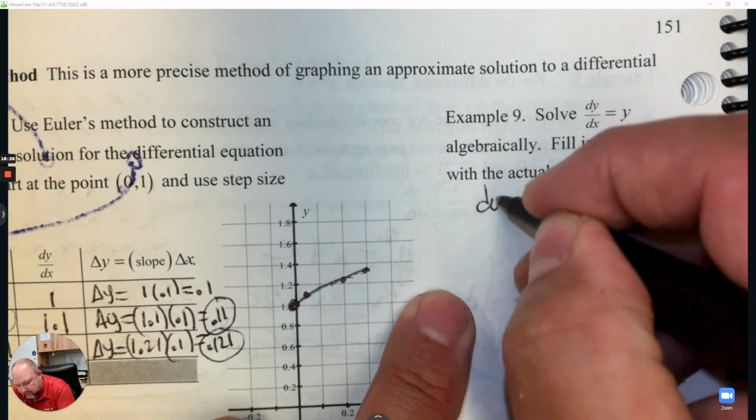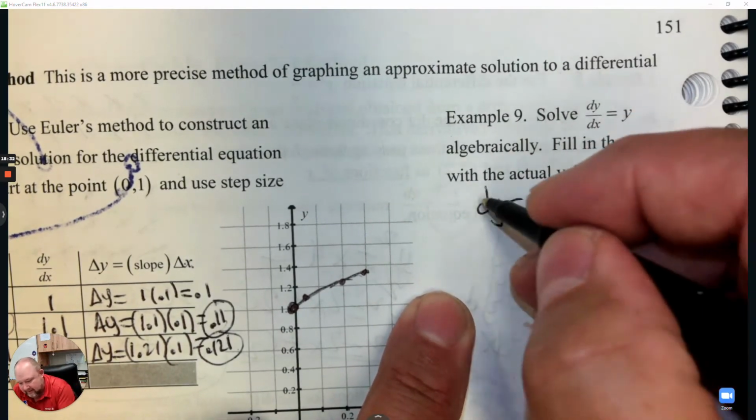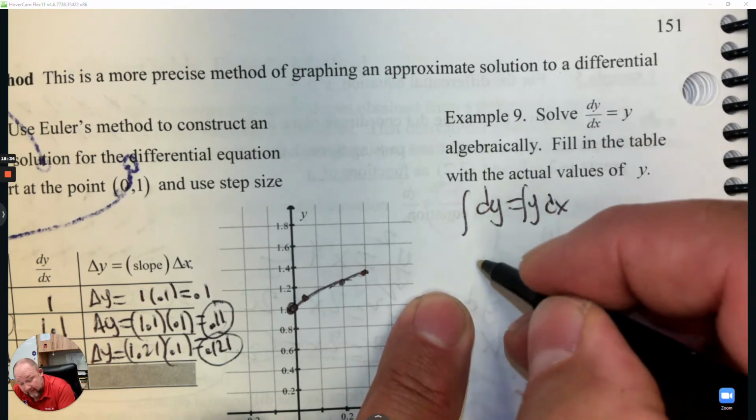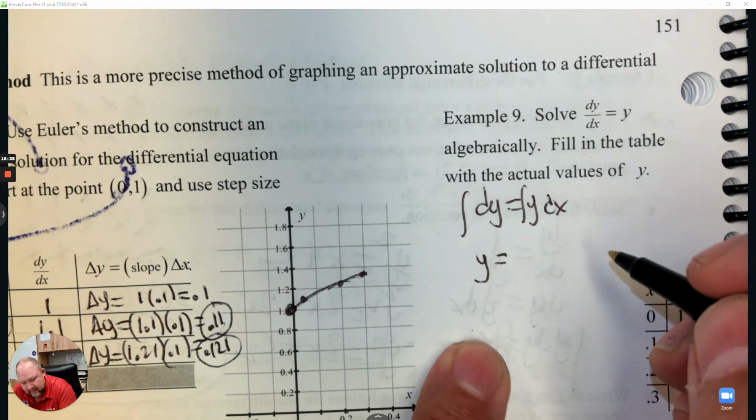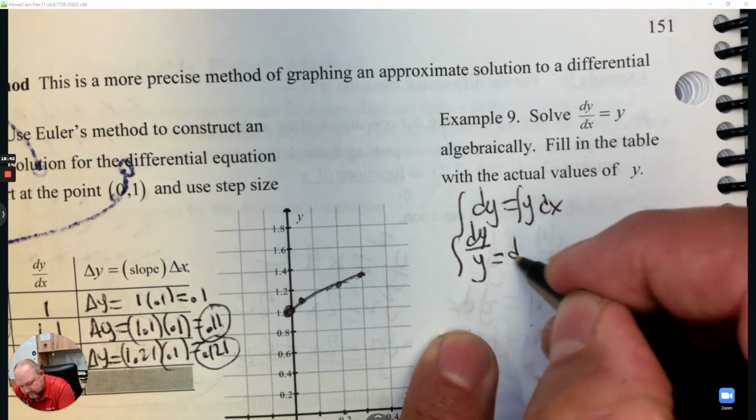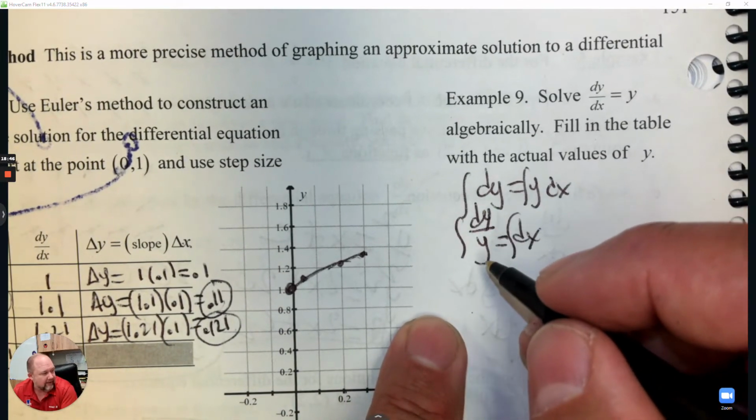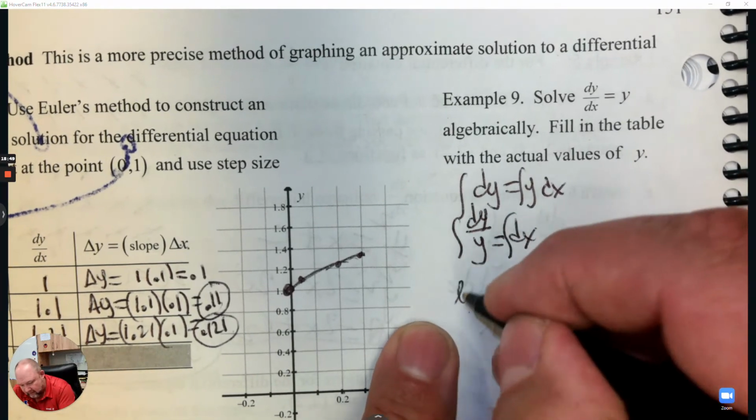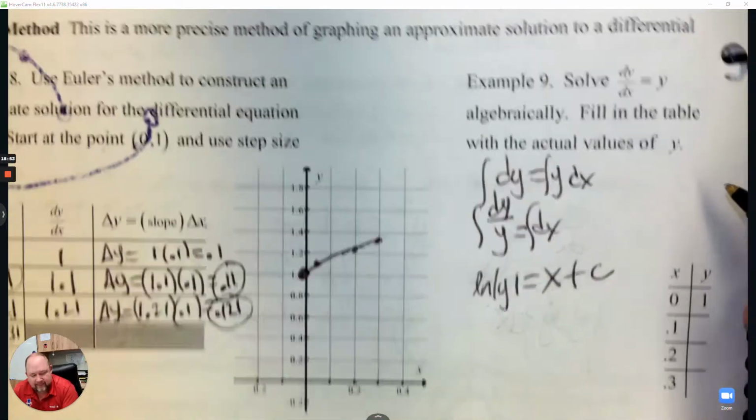So we're going to multiply by dx, and then I'm going to integrate this. Oops, I got to separate the variables. So we're going to divide by y, and then integrate. So 1 over y is ln y. This is just x plus c.